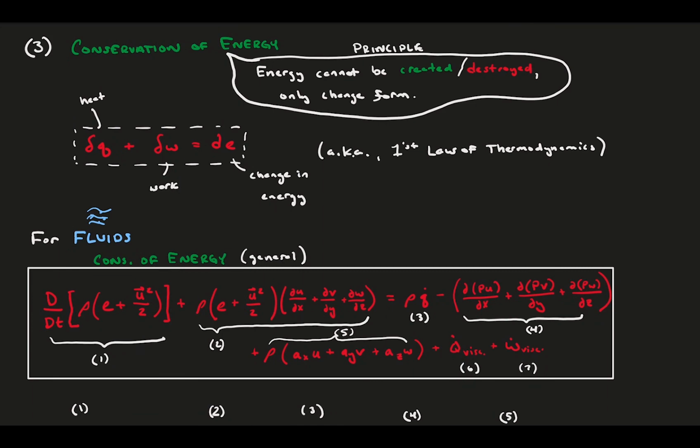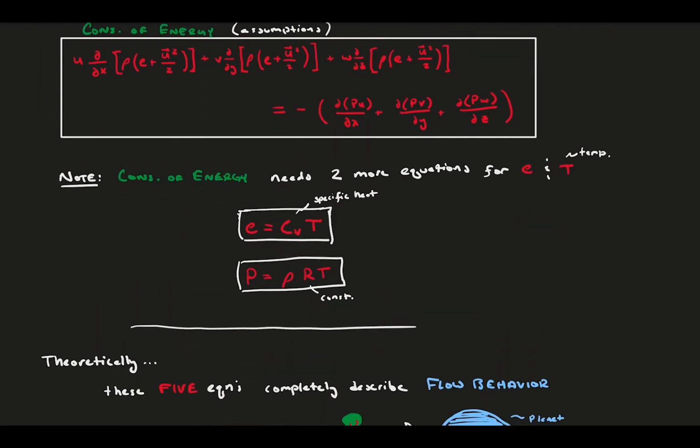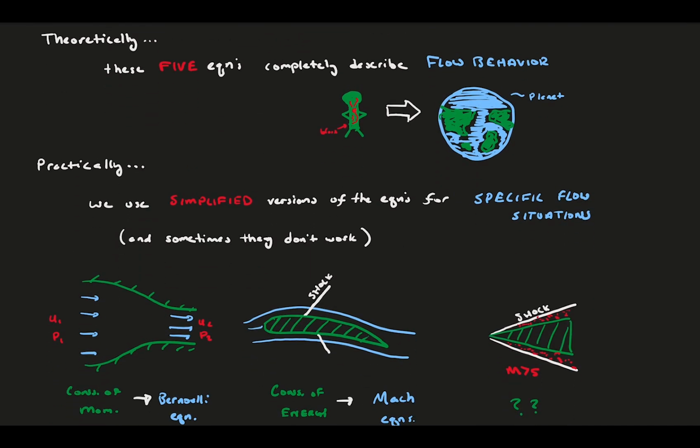Last, we considered the energy equation, which introduced two new variables, the internal energy and the fluid temperature, that both required more equations to solve for. And we concluded on a practical note of how we might see these equations and use them in real life.